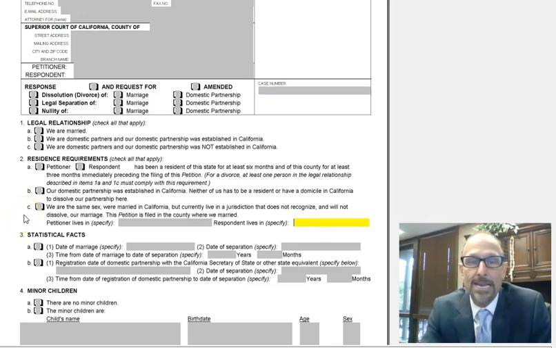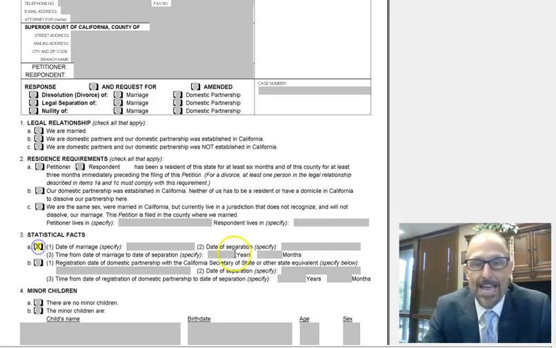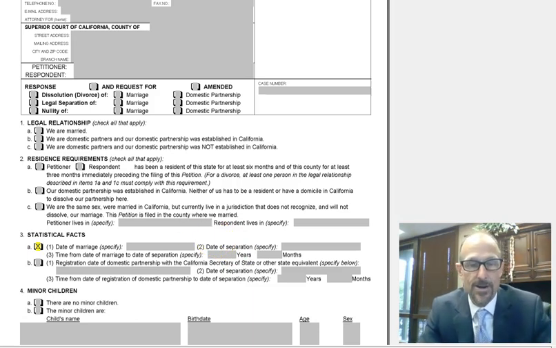Next is number 3, statistical facts. A1 is the date of marriage, and you're going to mark A. If it's a divorce of a marriage, then you're going to put in the date that you were married. Number 2 is the date of separation.